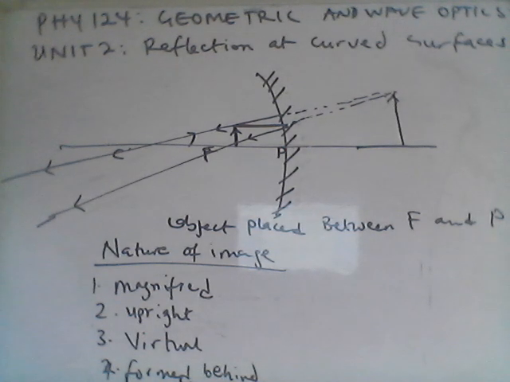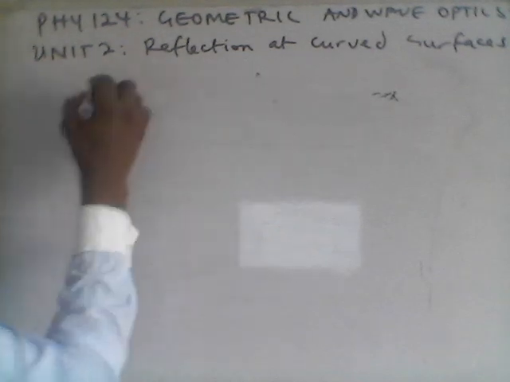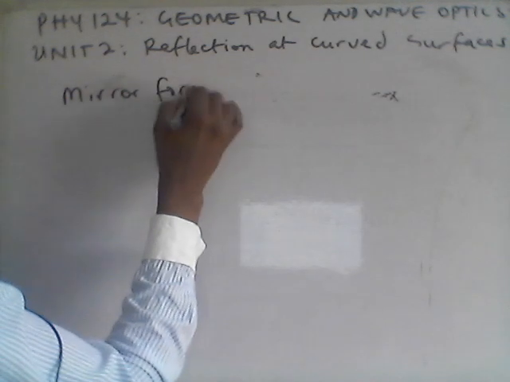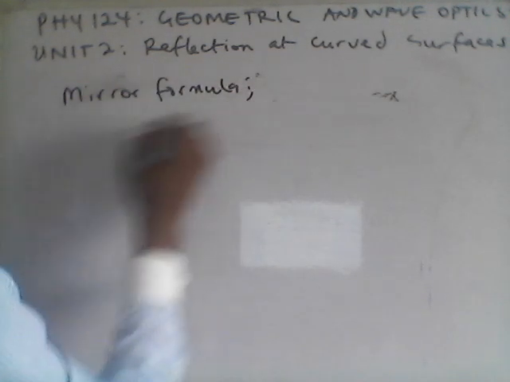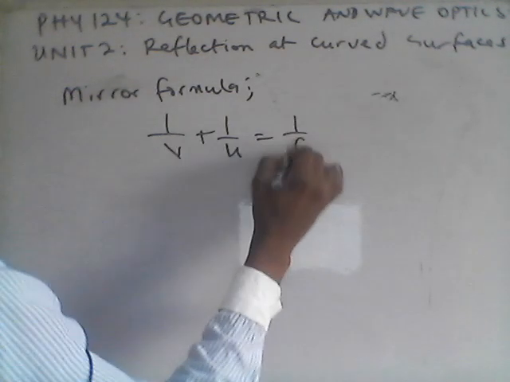So we have the mirror formula. It has been proven mathematically in the lab. There is a course, practical physics, where you do the practical for this particular topic. We determine the mirror formula in the lab. The mirror formula states that 1 over V plus 1 over U is equal to 1 over F.